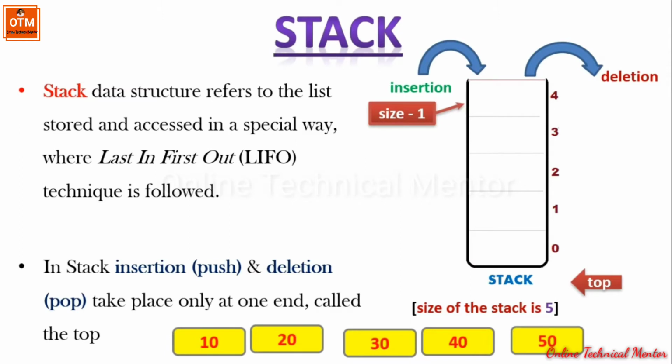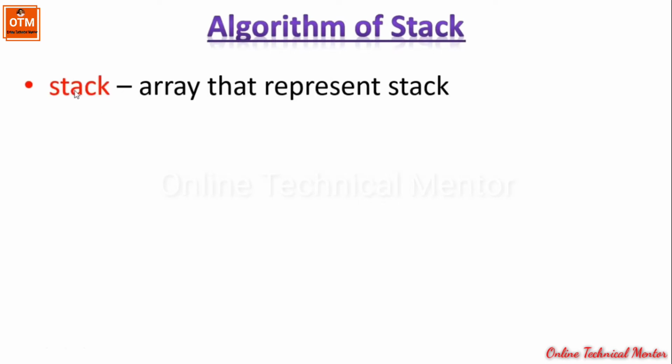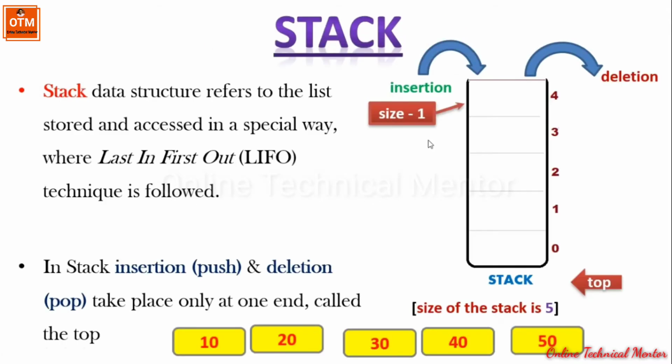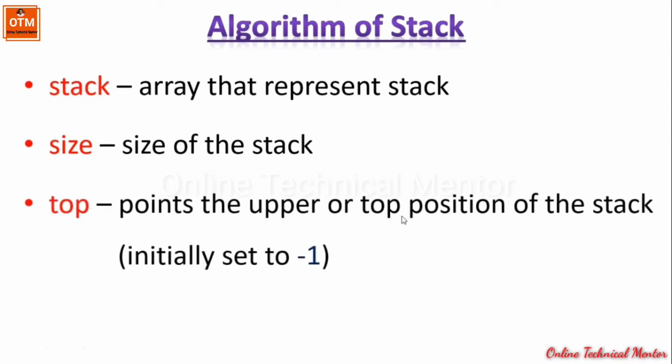Now let me write down the operations of push and pop in a step-by-step manner, which will finally form an algorithm. Look how this concept can be converted to an algorithm. When we implement the concept of stack using the C programming language, we require an array to represent the stack. So this stack is nothing but an array. Next, we require the size. This is the maximum size of the array, or you can say the size of the stack. Then top, which points to the top position of the stack, is initially set to -1.